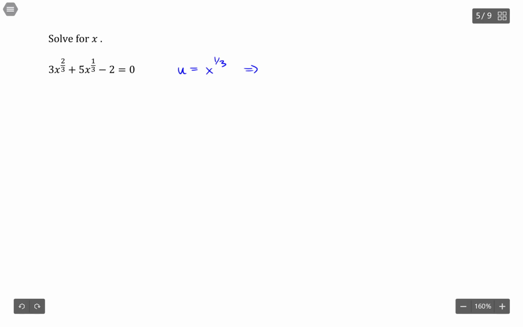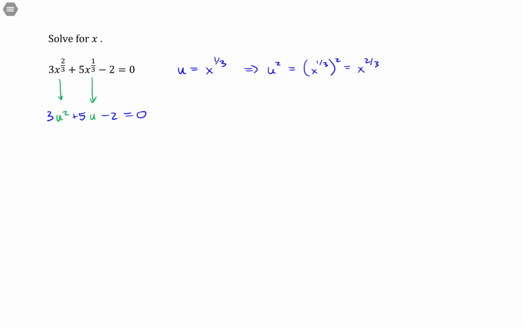And in addition, if I square both sides of this, I would have u squared equals x to the 1/3 squared. And rules of exponents would say this is x to the 2/3. So this x to the 2/3 gets replaced with u squared, and this x to the 1/3 gets replaced with u. So I have 3u squared plus 5u minus 2 equals 0.